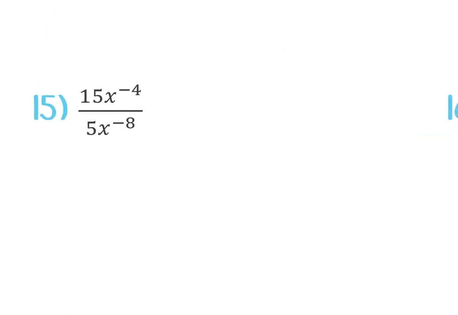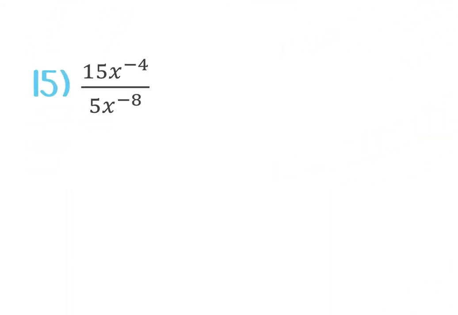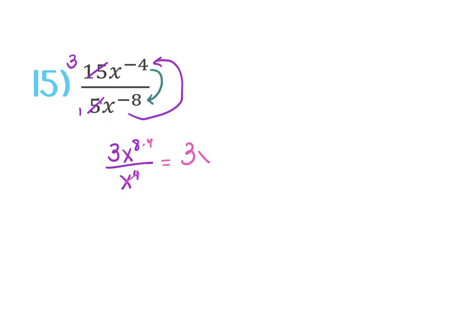Okay, going to 15. So your coefficients, 5 goes into itself once and 15 3 times. And then the x to the fourth is going to come to the bottom. The x to the 8th is going to come to the top. I get 3x to the 8th over x to the 4th. And then we've got the same base here. So I'm going to subtract the 4 and keep it where it is, larger, which was in the numerator. And I get 3x to the 4th.